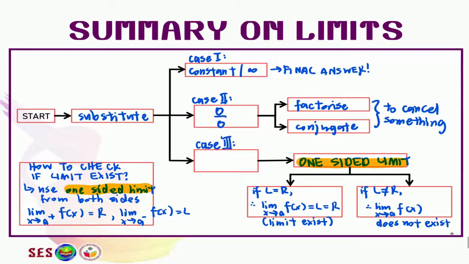Now let me introduce you to the third case here. As you know, to find limit, you just need to substitute the value of x. If after you substitute you get constant over 0, then that is our third case. For this case, your answer would be either positive infinity or negative infinity. And how to know which way they go? As you can guess from the flowchart here, we need to use the concept of one-sided limit. Let's see the explanation of that with an example.